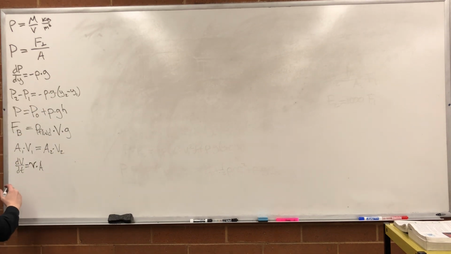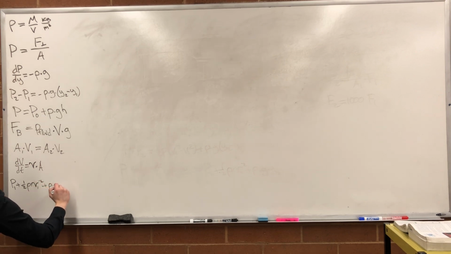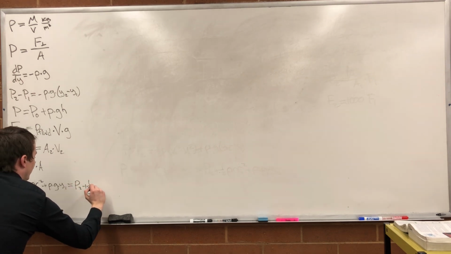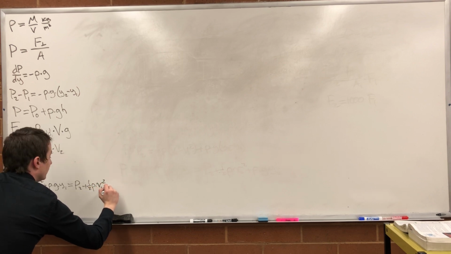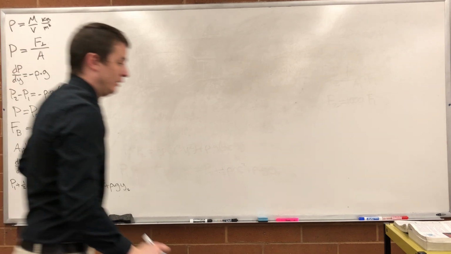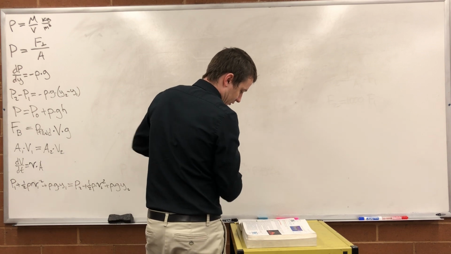And maybe we could write Bernoulli's equation right here. P1 plus 1/2 rho times V1 squared plus rho g y1 is equal to P2 plus 1/2 rho times V2 squared plus rho g y2. Okay. So now let's do this example problem, and hopefully I can draw this picture half decent.